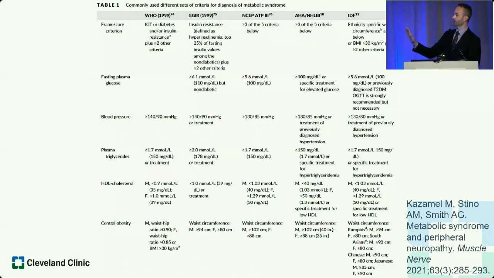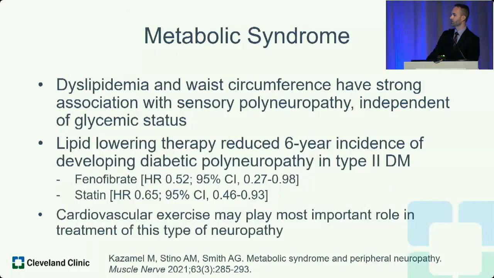I'm not going to go over every part of this, but metabolic syndrome, to remind everybody, has criteria in terms of basically vascular risk factors, so looking at triglycerides, your HDL, your blood pressure, your glucose levels, and obesity. And then if they meet certain criteria, depending on which group you're looking at, then they can be diagnosed with metabolic syndrome. So this is what they were looking at. And they published a nice paper in 2021 that it actually may not be specifically related to the glycemic index of the patient, but more to do with the dyslipidemia and the waist circumference, that those two combined have a significant risk of developing a sensory polyneuropathy.